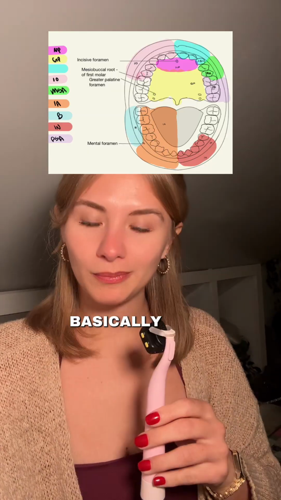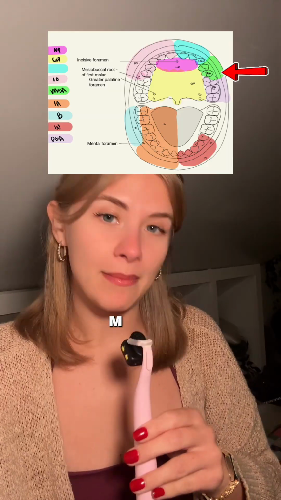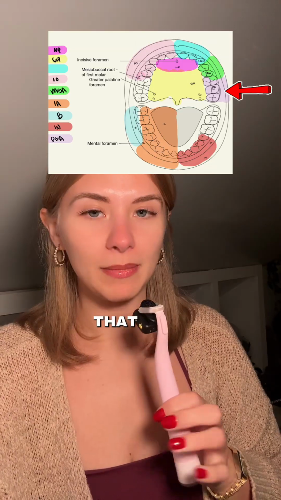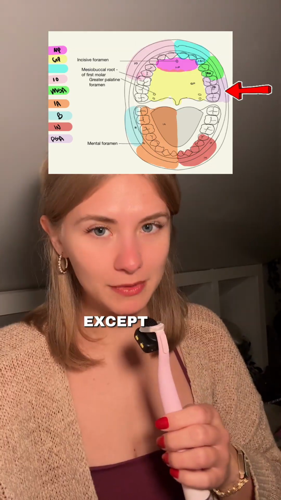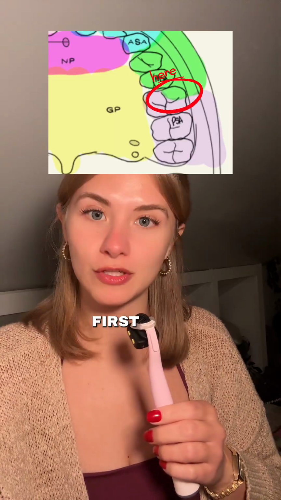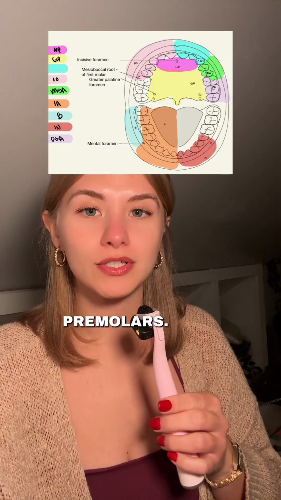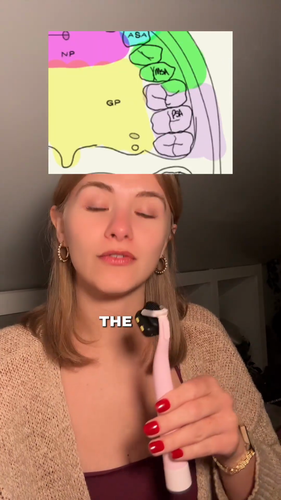This second branch basically innervates PSA, MSA, ASA, IO, NP, and GP. So the PSA, that basically blocks the maxillary molars, except the mesiobuccal cusp of the first maxillary molar. The MSA, that blocks the maxillary premolars and the mesiobuccal cusp of the first maxillary molar.